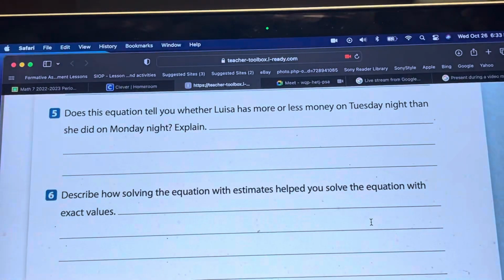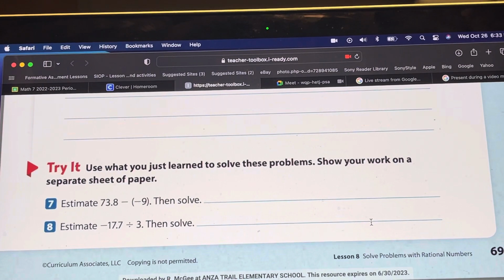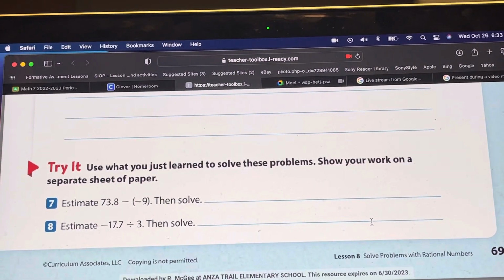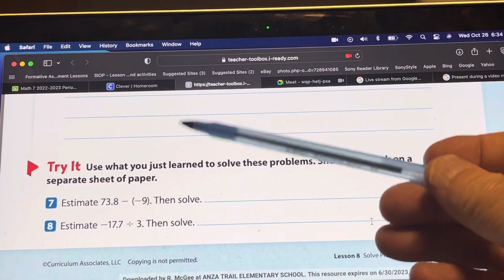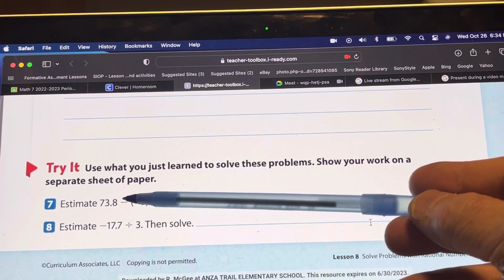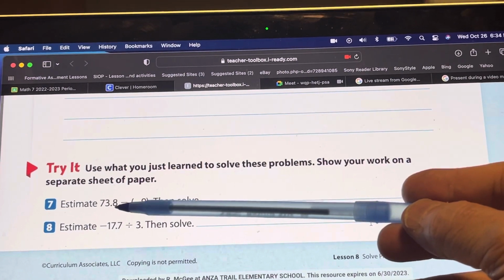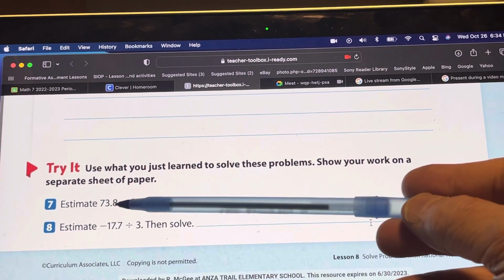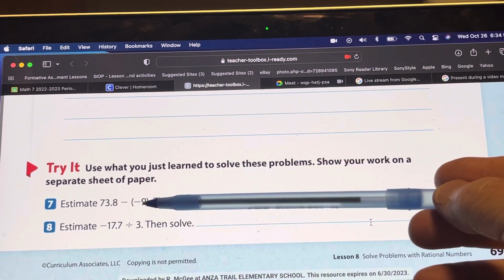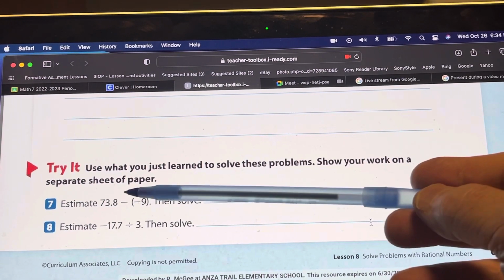And then the last thing for this lesson was the triad section, where you estimate -73.8 minus a -9, and then solve it. Remember, we're estimating, so we're going to estimate to the nearest 5, right? So on this one, the nearest 5 would be, well, I estimated to the nearest dollar. I'm sorry. I went to 74, all right? And then this went to 10, right? So you can use 75.